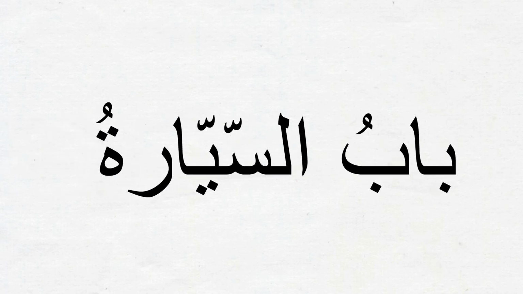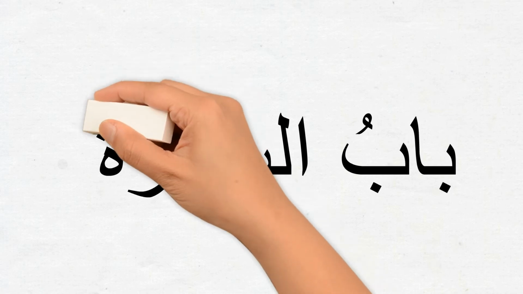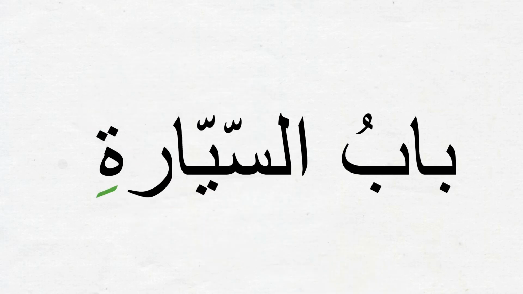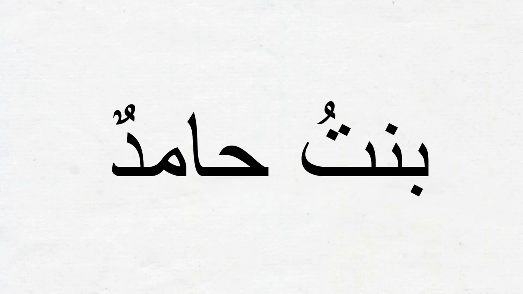The second one, babu sayyaratu. Another wrong IDHOFAH construction. As we know, the mudaf ilayh of the IDHOFAH is always majroor. But here, as-sayyaratu is coming as marfu'. So let's correct it by writing it in majroor state. So we should have babu sayyarati. The third one, bintu hamidun. This is just like the previous sentence. We should use majroor state for the mudaf ilayh. So the right combination will be bintu hamidin.